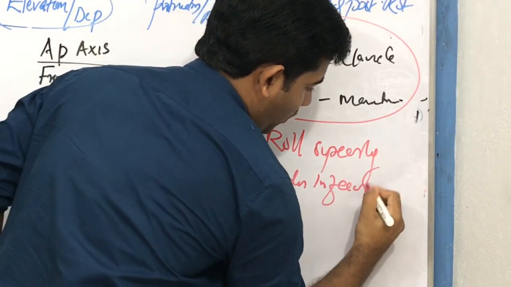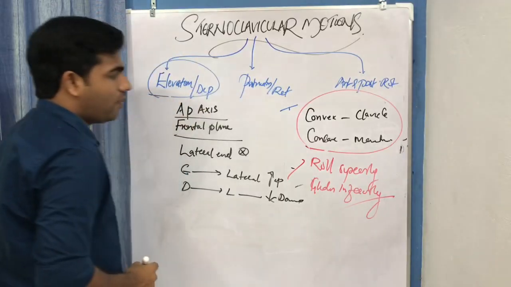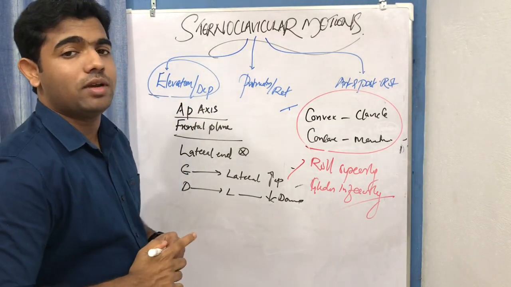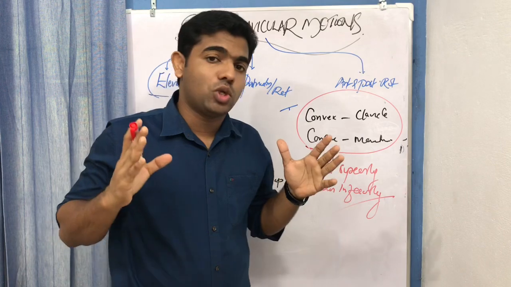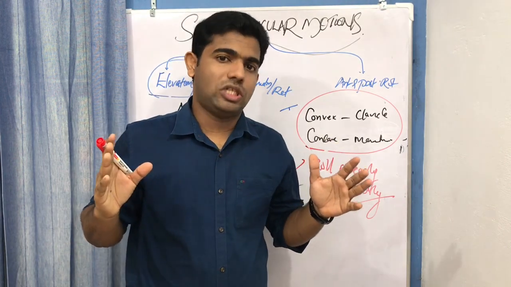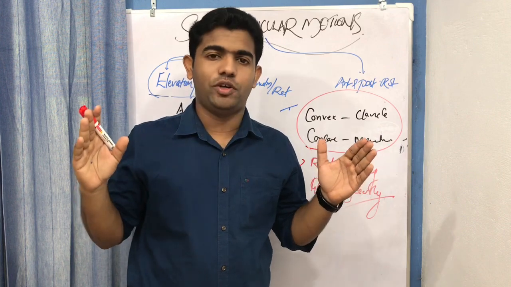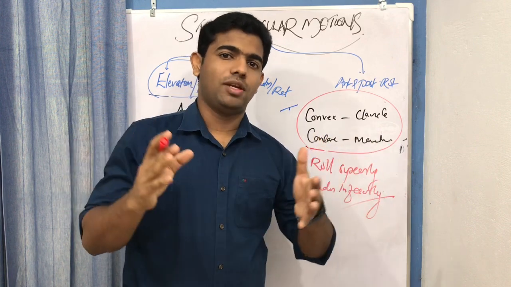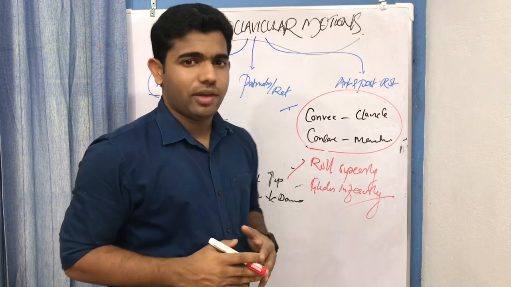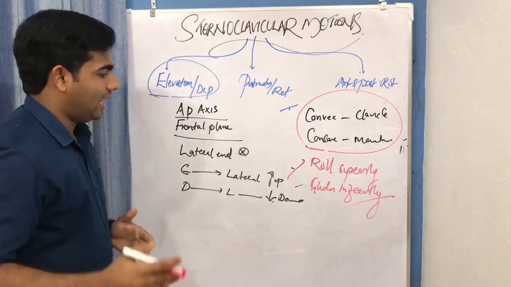Why? It is the convex-concave rule, which says that when a convex surface is moving on a concave surface, arthrokinematics and osteokinematics occur opposite to each other. If you have any doubts on arthrokinematics and osteokinematics, and if you wish to have a video on it, please let me know in the comment section. So we'll have a video on that at the earliest.